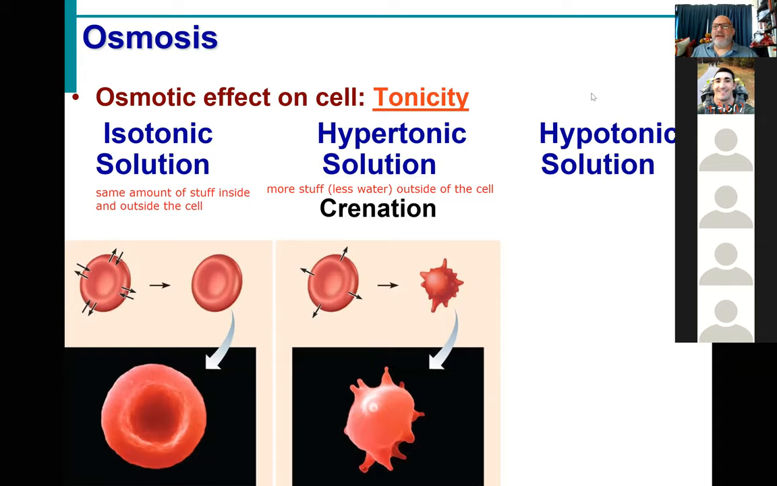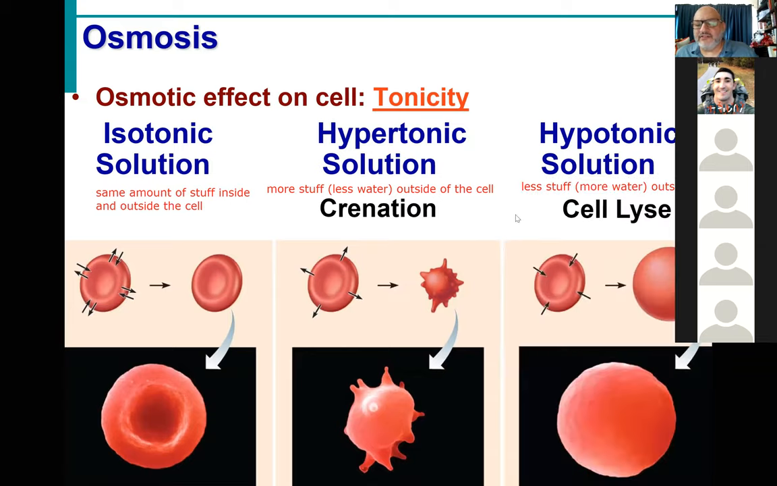Lastly, if a cell is in a hypotonic solution, that means there is less stuff, or again, more water outside the cell. And if that is the case, then as we talked about, the cell will swell up and can even lyse as a result of that. So when we talk about these differences in the osmolarity, the tonicity of the environment is vitally important for our cells.